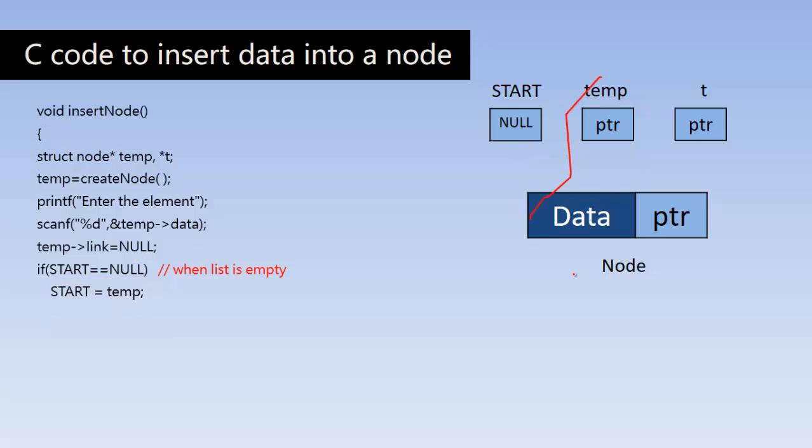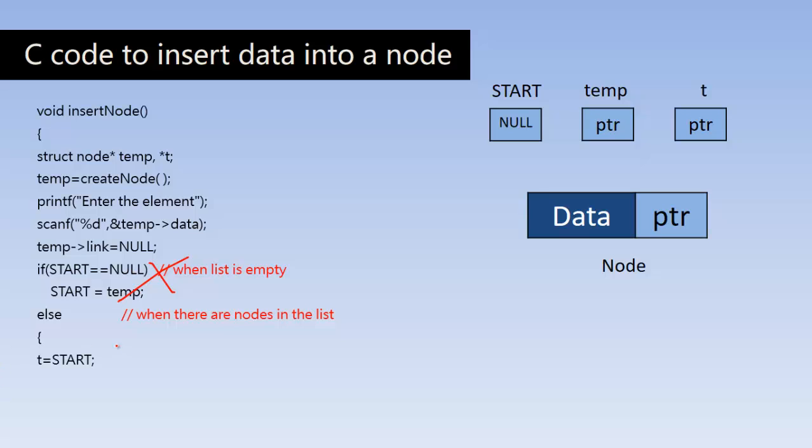Say we have created the node, but this is not the first node. That means there is some address in the start node, right? So else, when there are nodes in the list. If this is not true, what happens?